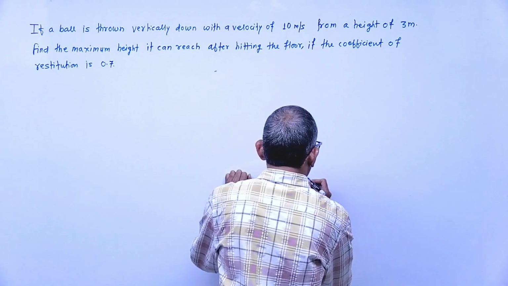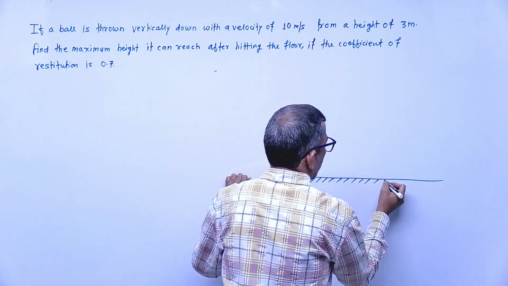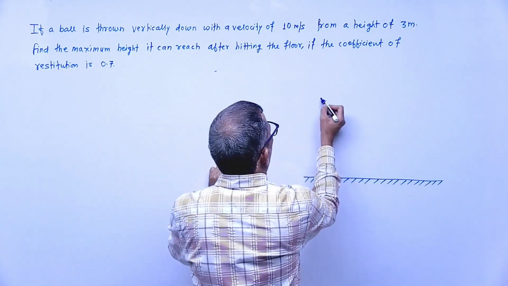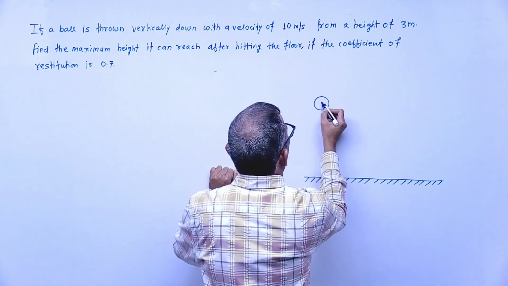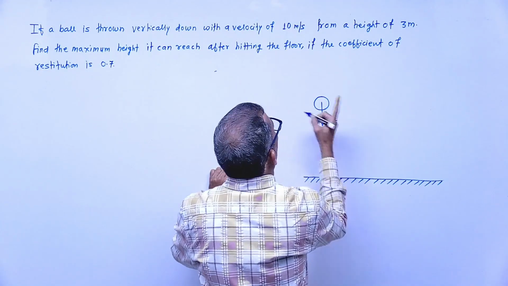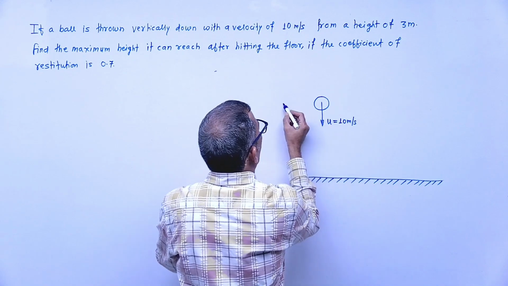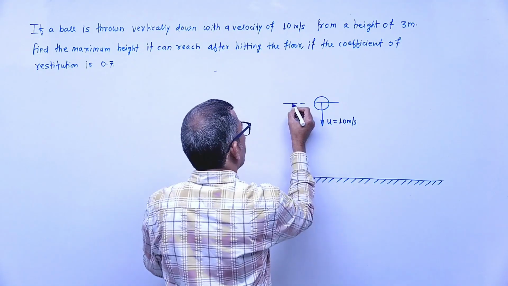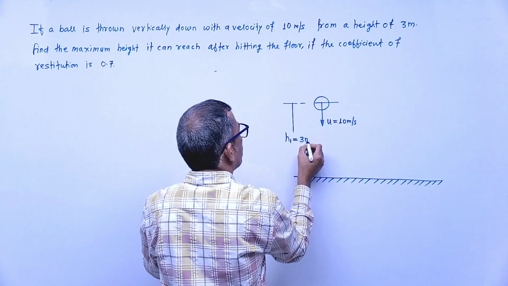Suppose this one is the ground. Now the ball is thrown from a height of 3 meters. Say this is the initial position of the ball and the ball is thrown in downward direction. Say u is 10 meters per second, from a height of 3 meters. Okay, this height is given. Let's say I will represent this height by h1, and it is 3 meters.